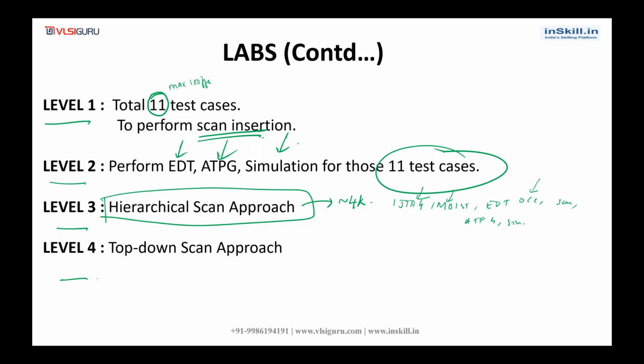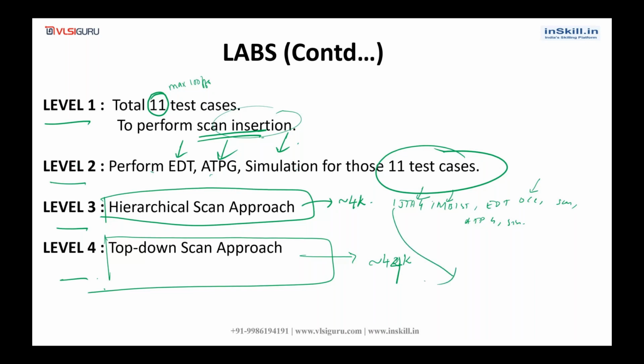In the level 1 and 2 projects, we are just doing scan insertion, EDT, ATPG and simulation. In level 3 and level 4 projects, we'll be doing completely JTAG insertion, MBIST insertion, EDT, OCC insertion, scan, ATPG, everything. Level 4 projects are a top-down approach, with around 44K flops. Again, the same thing: JTAG, MBIST, EDT, OCC, scan, ATPG, simulations, everything we will be doing. So this is how our labs are structured.